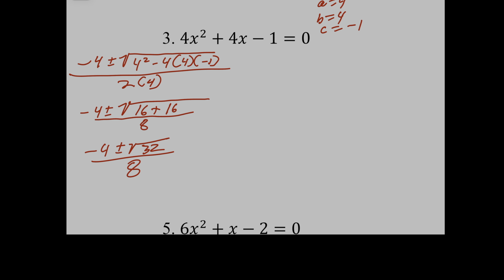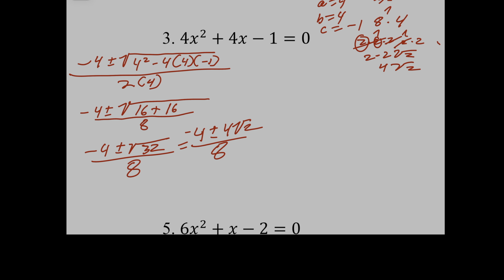Now 32, if I break it down, I'll do it right over here, 32. That breaks down to 8 times 4, which breaks down to 2 times 2 times 2 times 2 times 2. There's a pair of 2's, pull it out. There's a pair of 2's, pull it out, and a 2 left over for root 2. So this is really just negative 4 plus or minus 4 root 2 over 8.